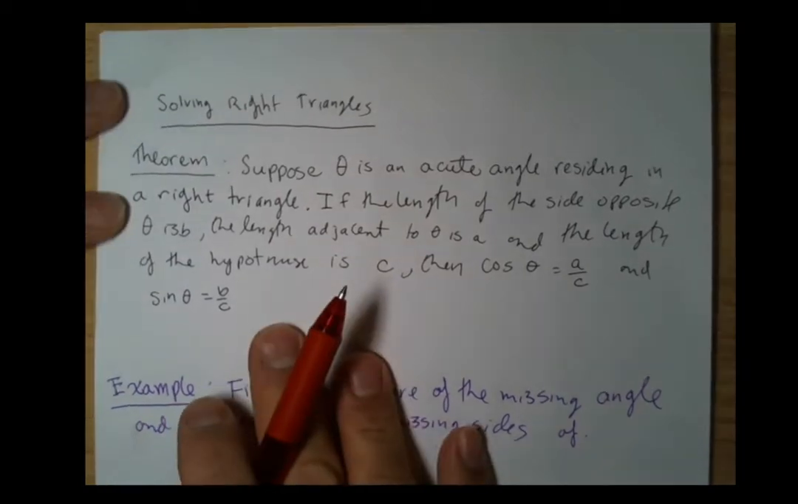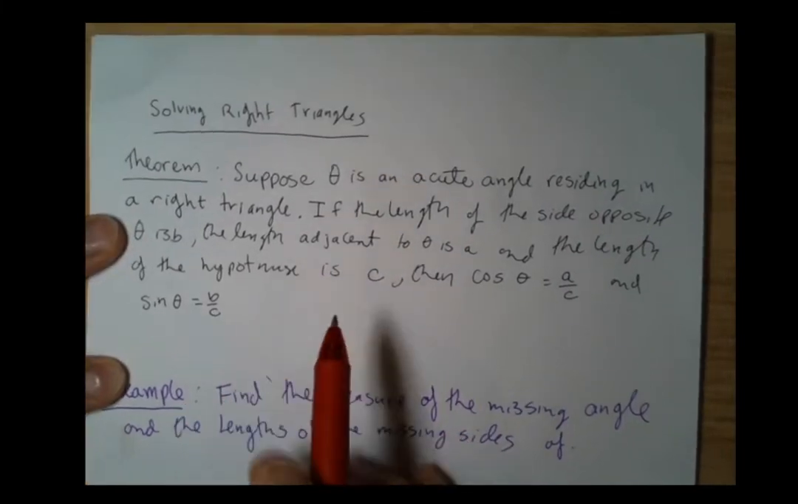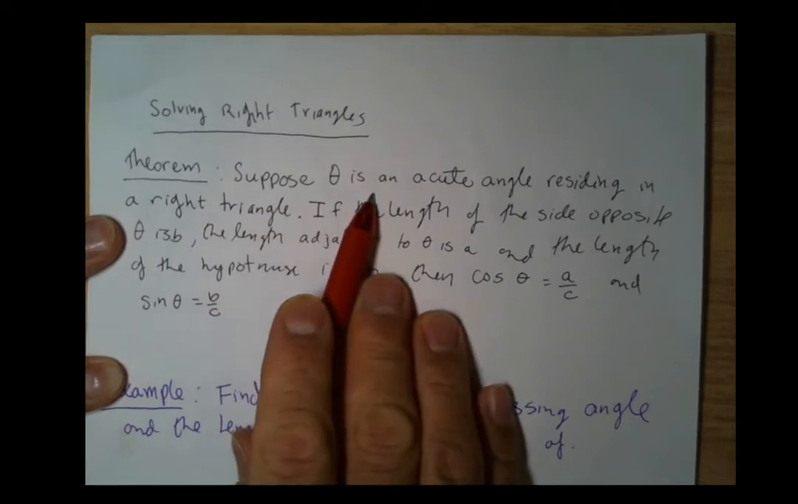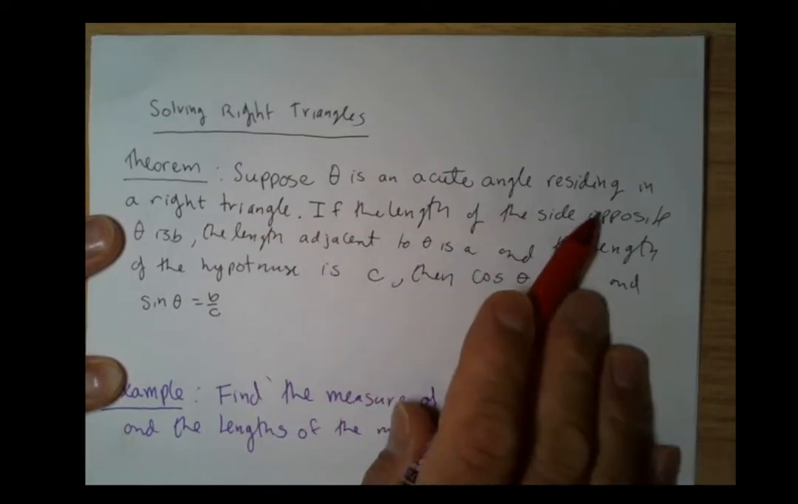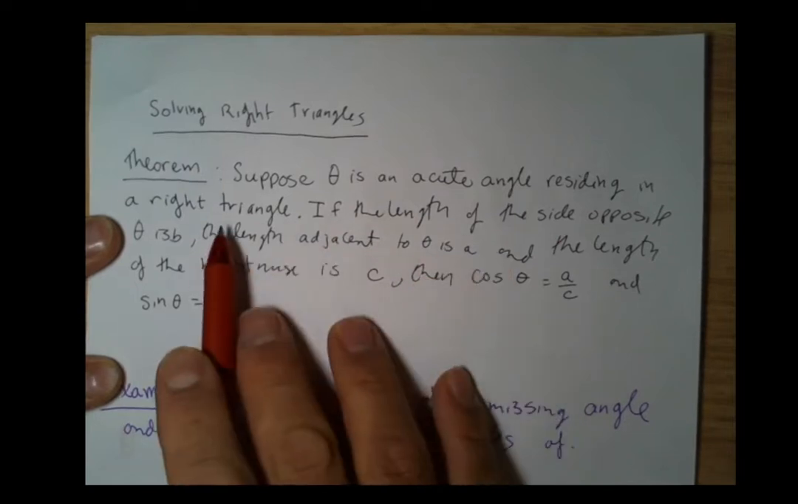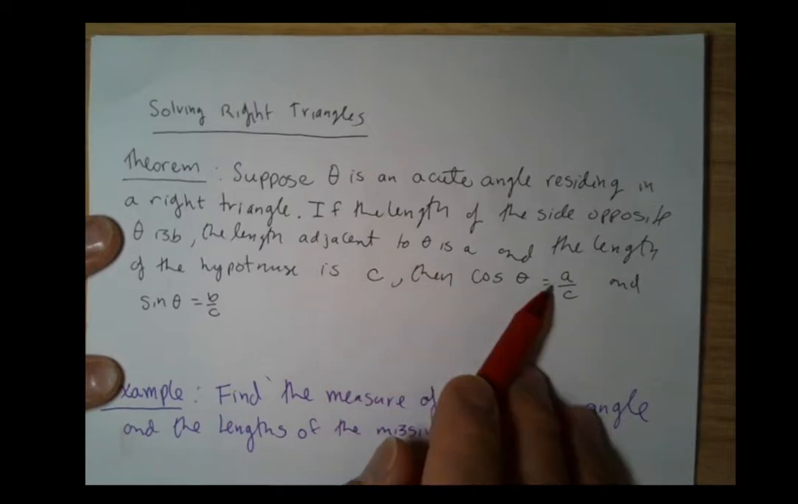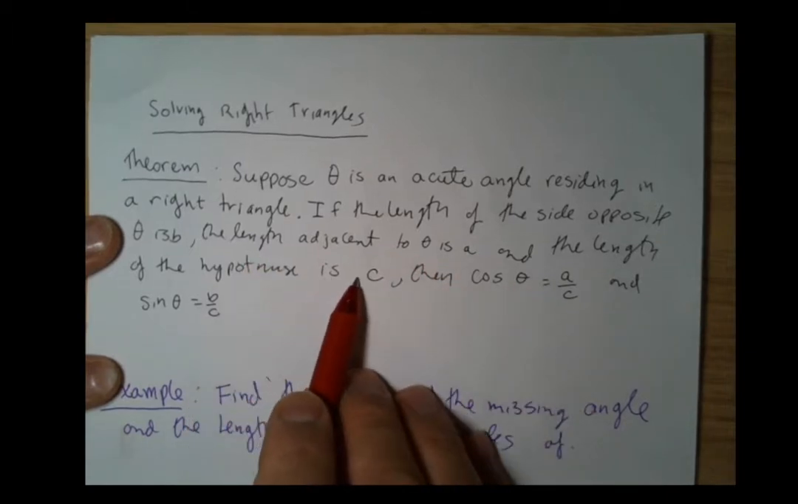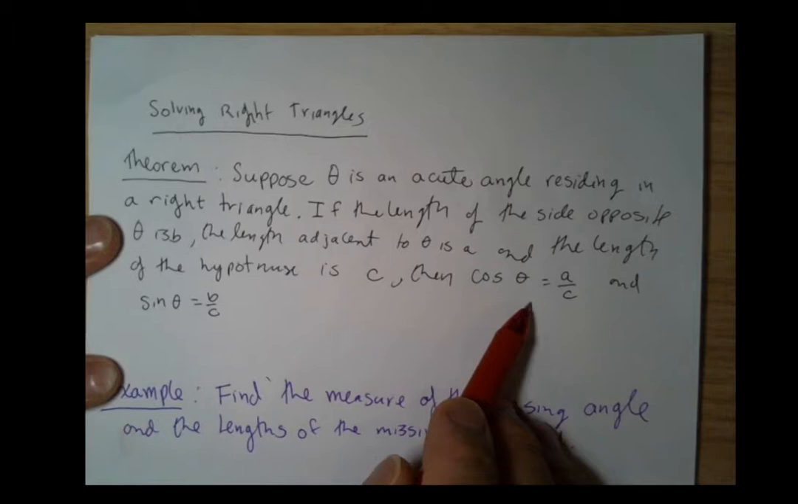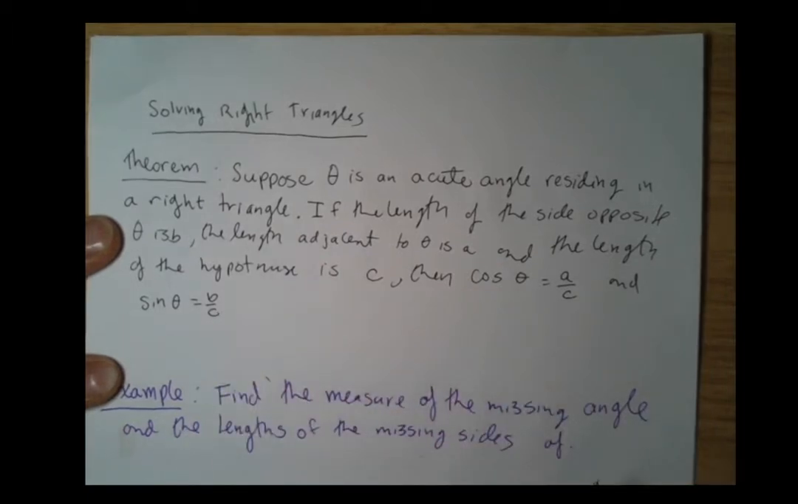So we're going to introduce the theorem, and then we're going to look at some examples applying this theorem. Suppose theta is an acute angle residing in a right triangle. If the length of the side opposite theta is b, the length adjacent to theta is a, and the length of the hypotenuse is c, then cosine theta is equal to a over c, and sine of theta is equal to b over c. Okay, so no point in the coordinate system, we're simply looking at triangles and their lengths.